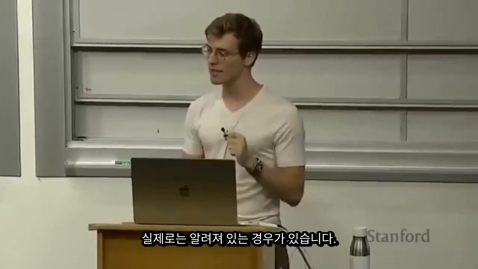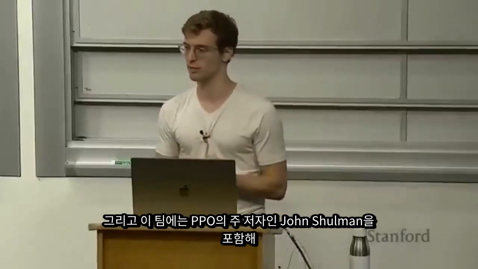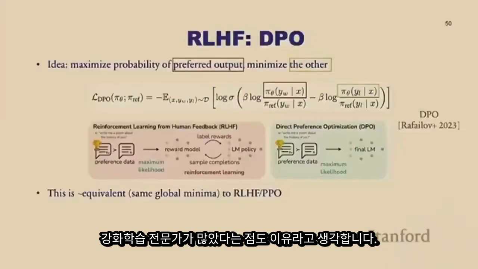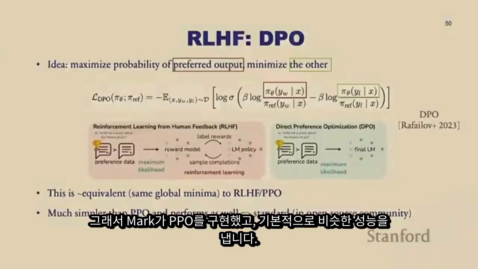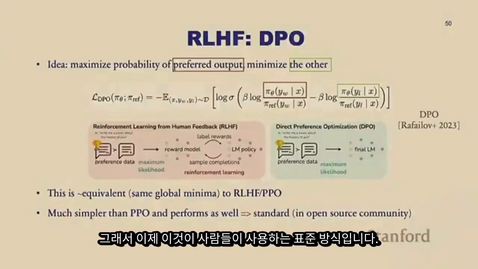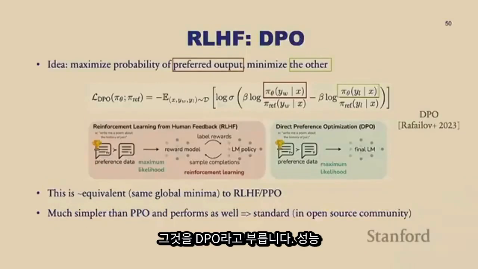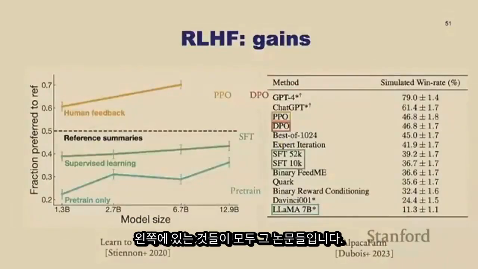In practice, it happens that there are none. And I think it's just that a lot of people in this team were reinforcement learning experts, including the main author of PPO, John Schulman. DPO is so much simpler than PPO, and it basically performs as well. So now this is the standard thing that people use, at least in the open source community. I believe it's actually the standard also in industry. So that's called DPO.